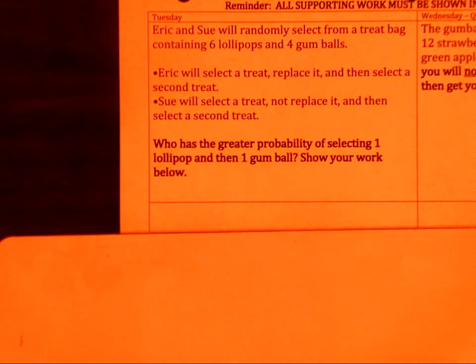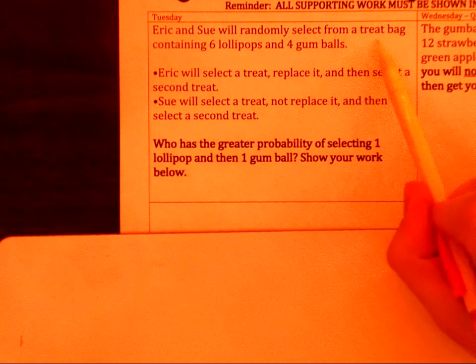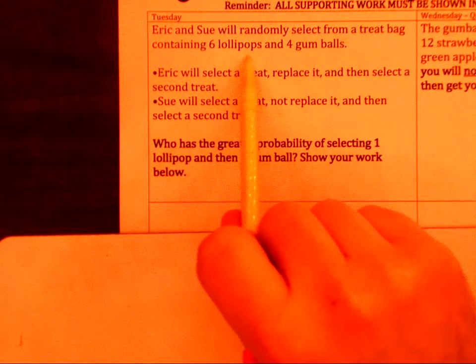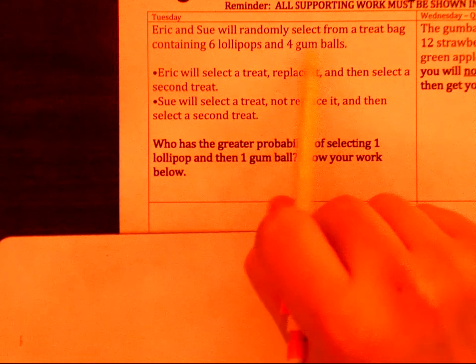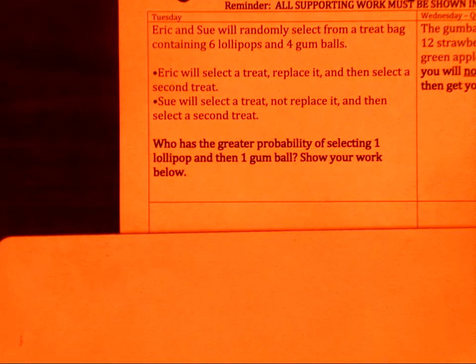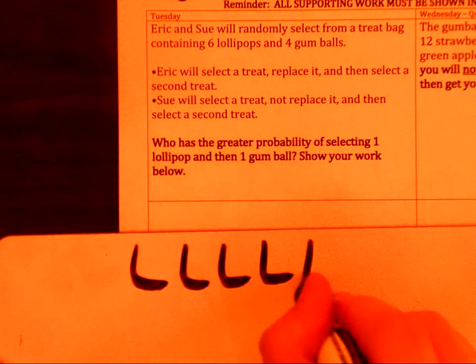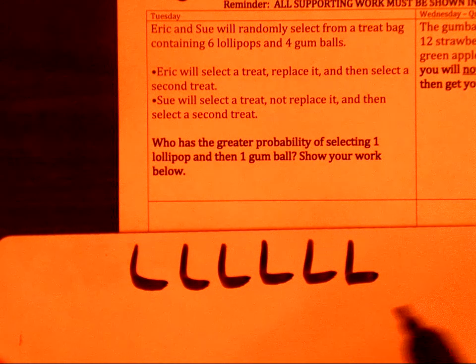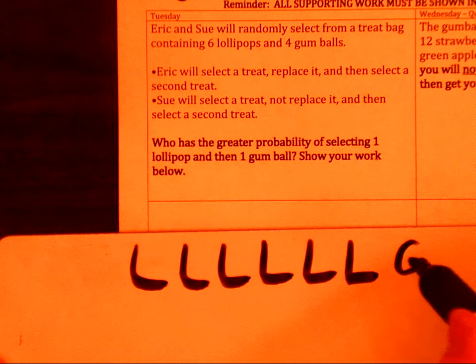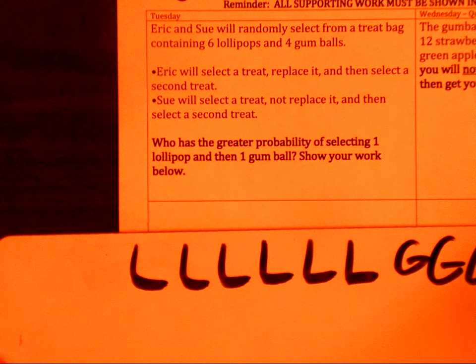It says Eric and Sue will randomly select from a treat bag containing 6 lollipops and 4 gumballs. Anytime you have this, you can always draw out your sample space. So I'm going to have 1, 2, 3, 4, 5, 6 lollipops, and then 4 gumballs: 1, 2, 3, 4.